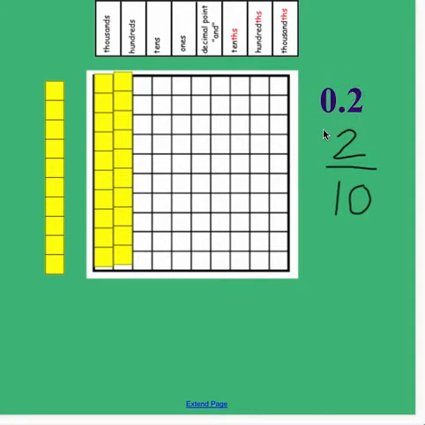So as a decimal, it's 0 decimal point 2. As a fraction, we have 2 over 10. And we read both of these as 2 tenths.